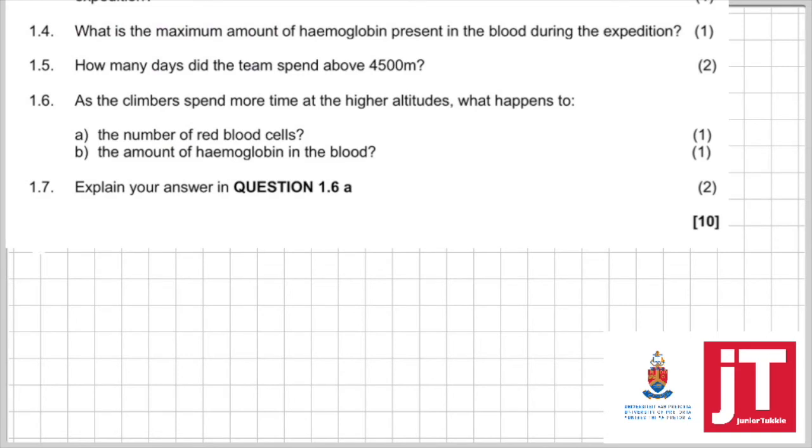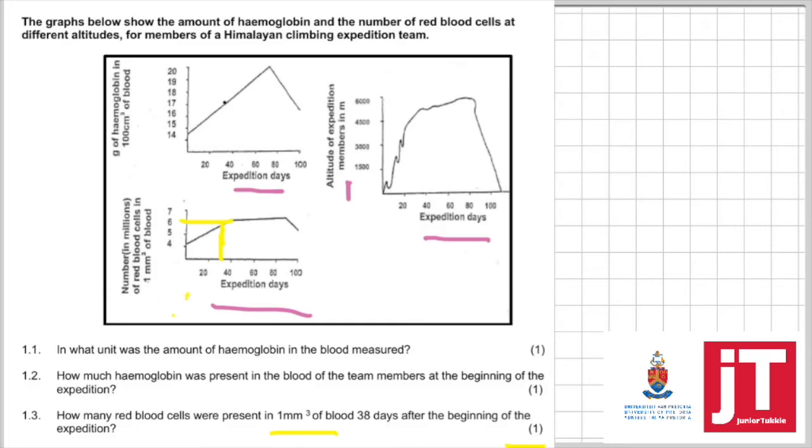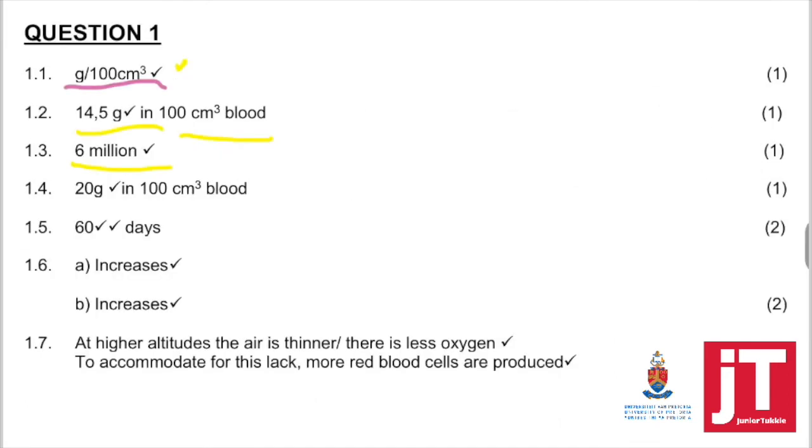Now 1.4. What is the maximum amount of hemoglobin present in the blood during the expedition? Let's go back to our graph. The maximum amount of hemoglobin will be 20 grams, so 20 grams per 100 centimeters cubed of blood. Don't just give the number, 20 grams. Give the unit as well. Whether you'll be awarded marks or not, do the right thing. Always have an answer and a unit.